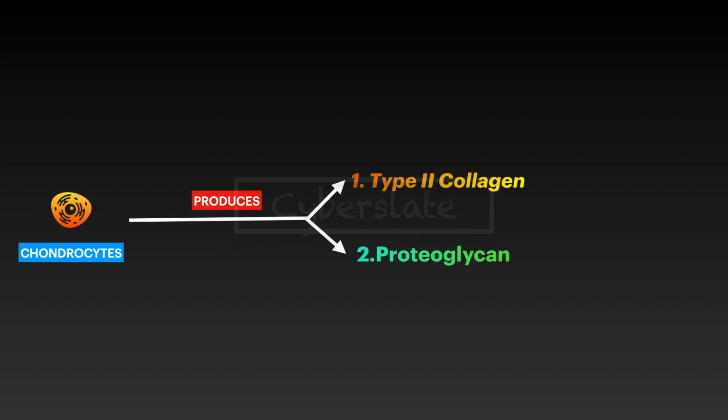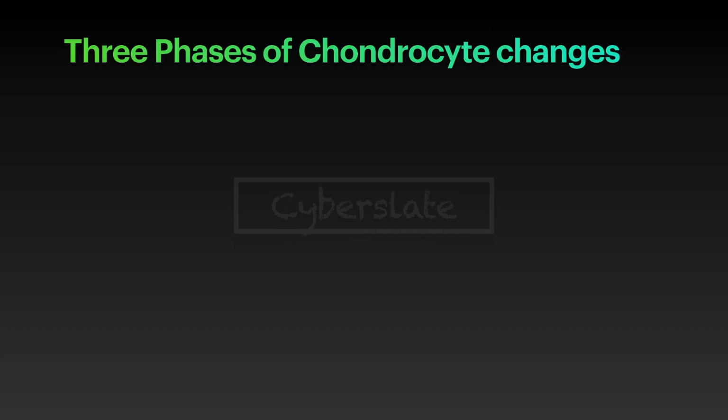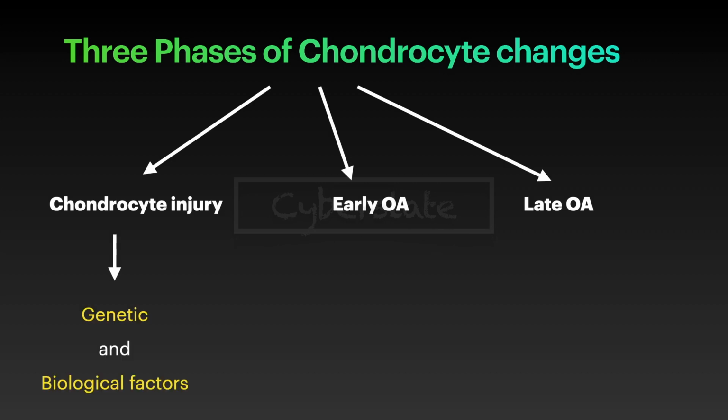So what are their functions? Type 2 collagen provides resistance to tension, and on the other hand, proteoglycan provides resistance to compression. In osteoarthritis, pathological changes occur in chondrocytes and matrix. So there are three phases of chondrocyte changes. First is chondrocyte injury, which is related to genetic and biological factors. Second is early osteoarthritis, and third is late osteoarthritis.